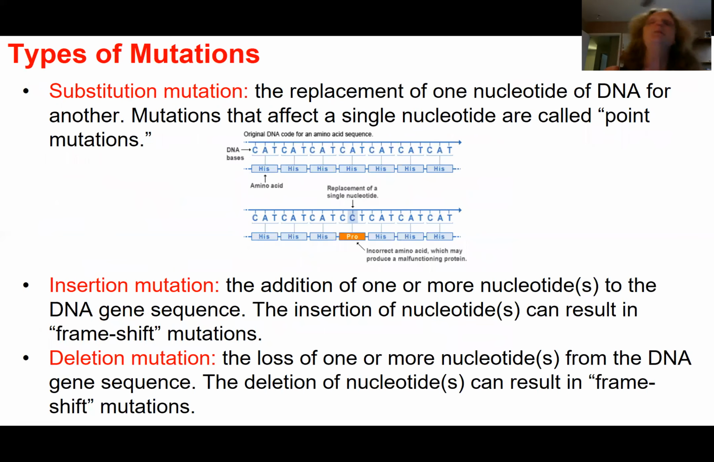So the types of mutations, again, a total review from what you saw before. There's a substitution mutation, that's the replacement of one nucleotide with another. Mutations that affect a single nucleotide are called point mutations.